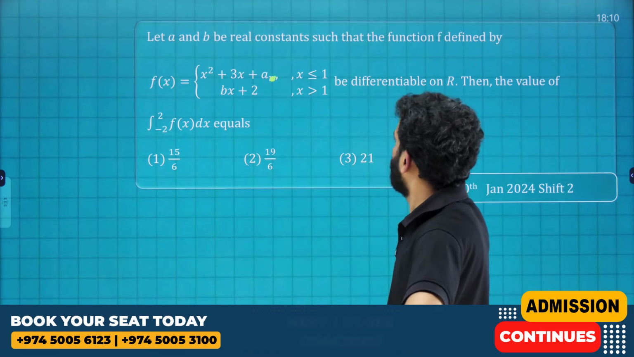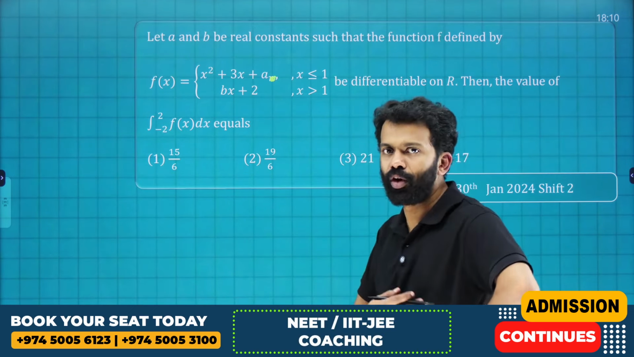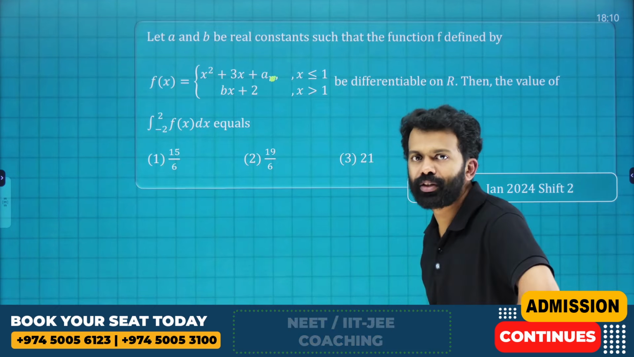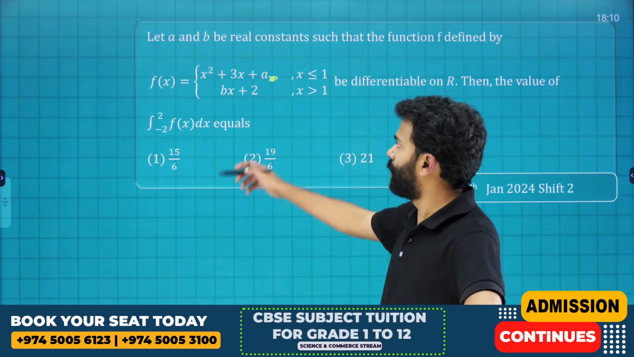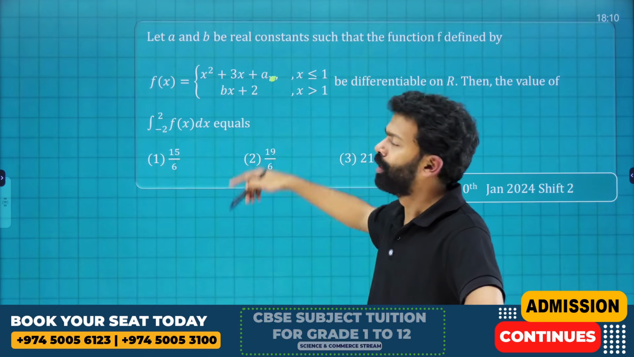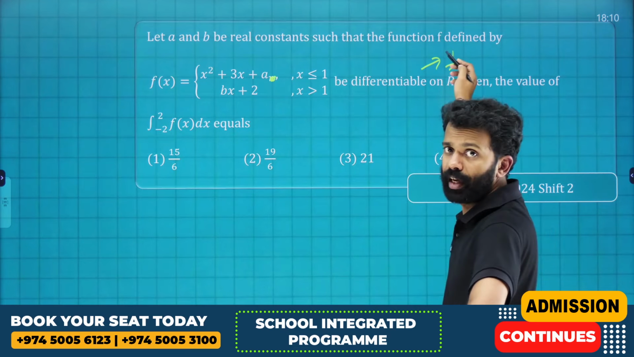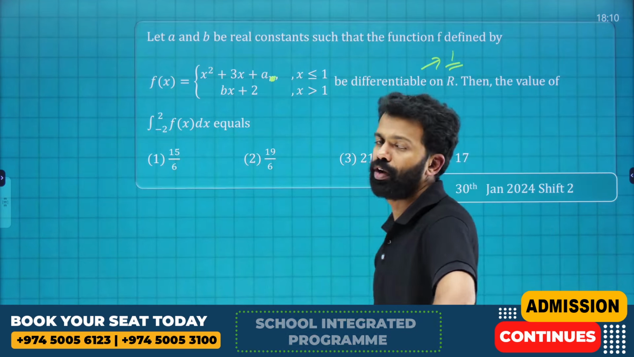It is differentiable on R, right? It is differentiable on R means it is differentiable at all points on R. That means it is also differentiable at the point where the function's character is changing. At which point the function's character is changing here? 1. Therefore, the function is differentiable at what? 1. With respect to that point, we need to equate it. Only then we will get the value of a and b.